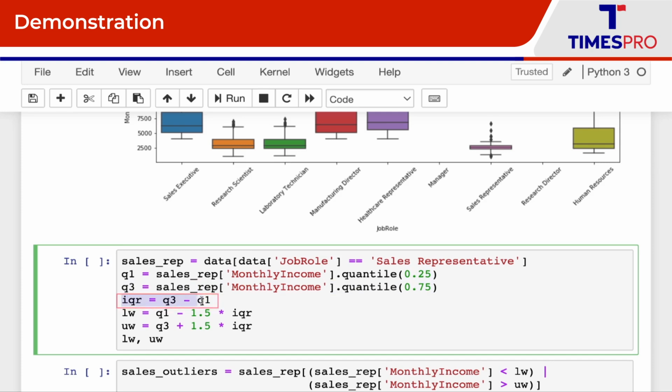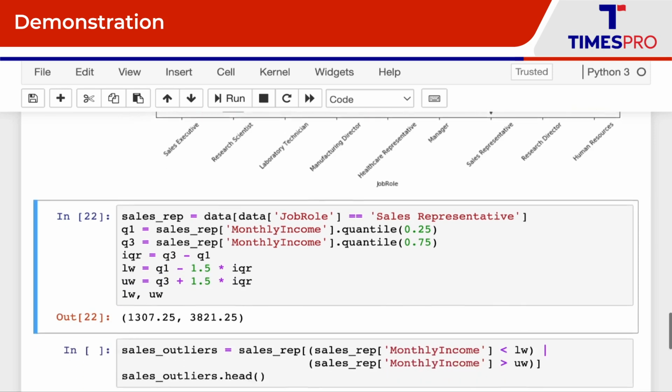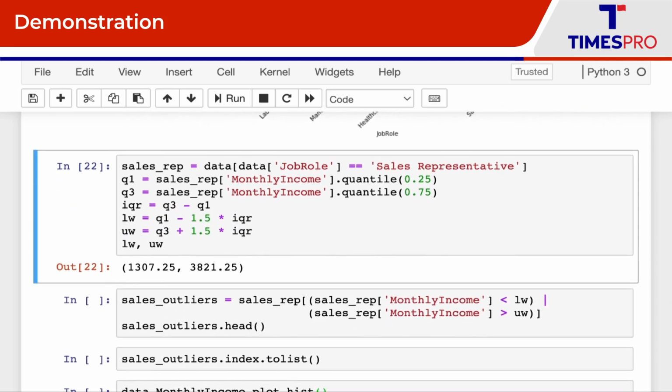Now IQR is nothing but Q3 minus Q1, and we can calculate lower whisker, which is nothing but Q1 minus 1.5 times IQR, and upper whisker is Q3 plus 1.5 times IQR. So this is a standard calculation. Software or visualization tools might use a slightly varied calculation, so it depends on the packages, but this is one of the standard calculations for the lower whisker and upper whisker.